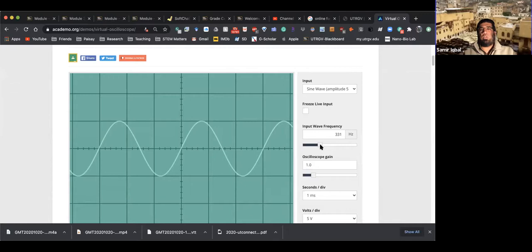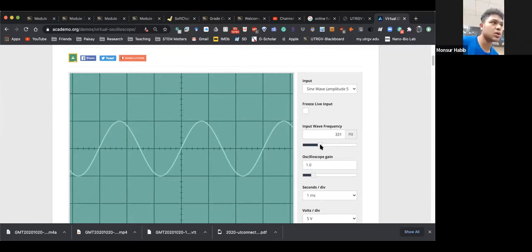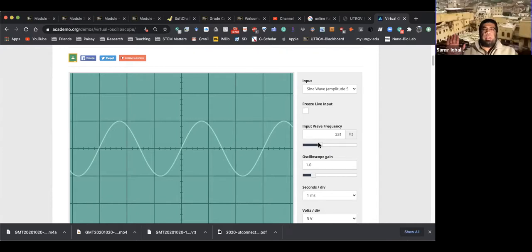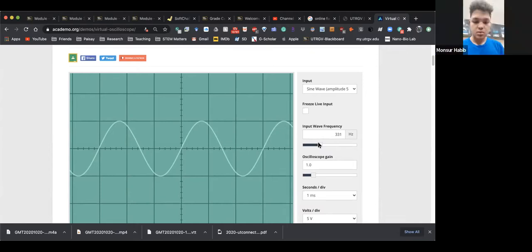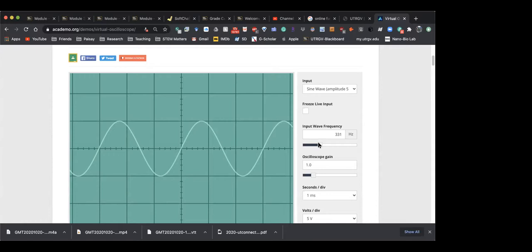Let me just go over some of the basics of the oscilloscope here. So frequency can change the tone. One would be more treble, one would be more bass. If you are into singers, singing, music, musician, you have to tune your instrument.